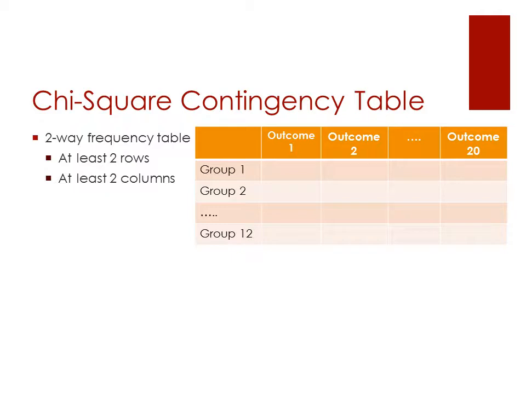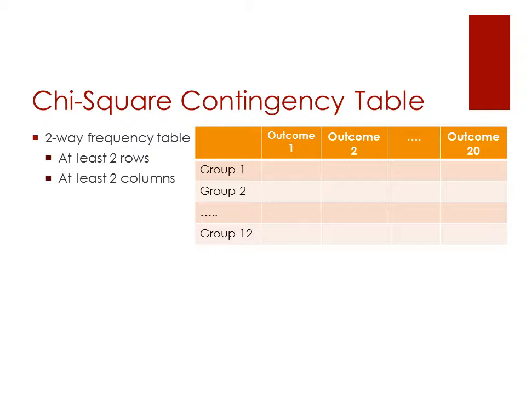With the chi-square contingency table, you've basically got a summary table of your outcomes. This is a two-way frequency table at its very basic, and it has at its minimum 2 rows and 2 columns. Here we can see an example setup where we would have a number of rows, group 1 all the way down through any really infinite number of groups.